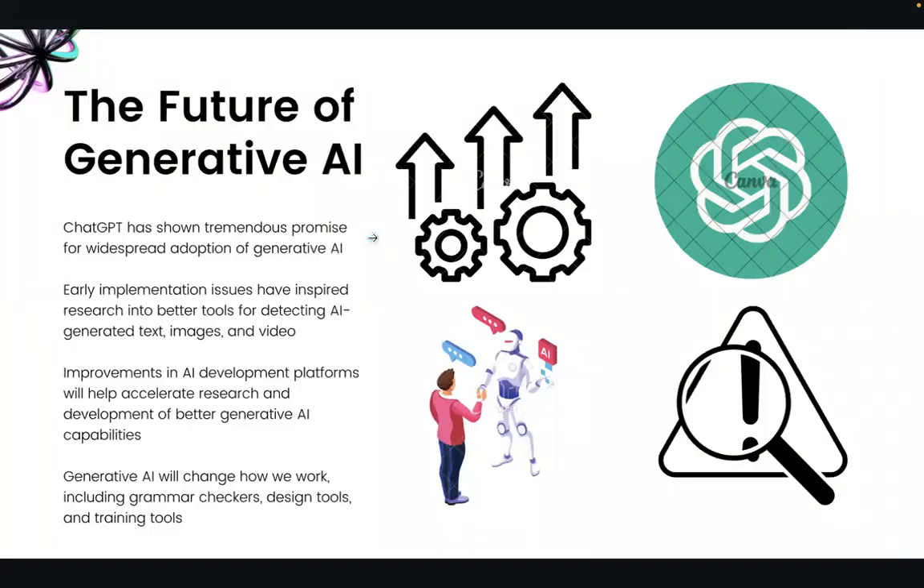The future of generative AI: today we are using ChatGPT, and it has shown tremendous promise and widespread adoption in the AI field. Early implementation issues have inspired research into better tools for detecting AI generated text, images, and video. Improvements in AI development platforms will help accelerate research and development of better generative AI capabilities. Generative AI in the coming days will change how we work, including proofreading, designing tools, and training tools. Also, technical advancement, such as in coding for computer science professionals.